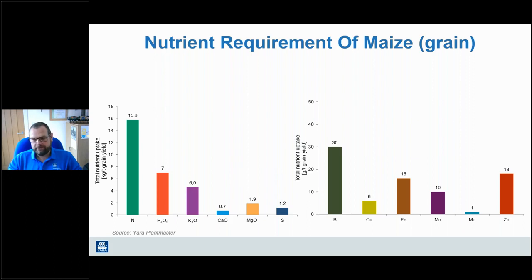So again, the key message to me is we need to get the macronutrients right, then we can then optimize with the micronutrients. But the macronutrients, the right rates, the right timings, and the right place is a critical starting point for everything we do, because they all have very, very important functions. The majority of the functions around improved yield with maize.